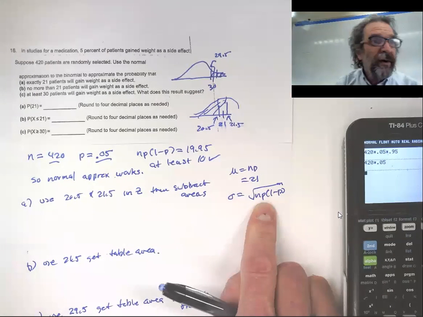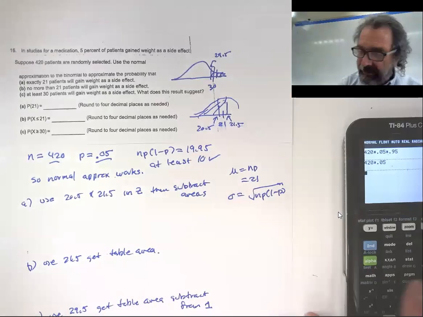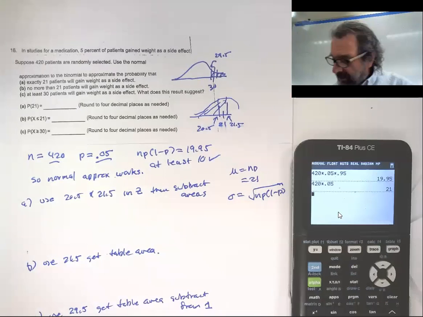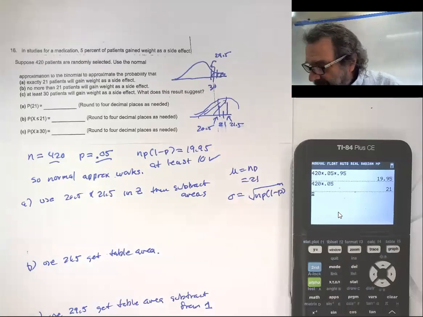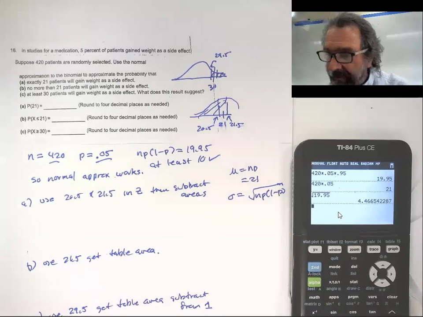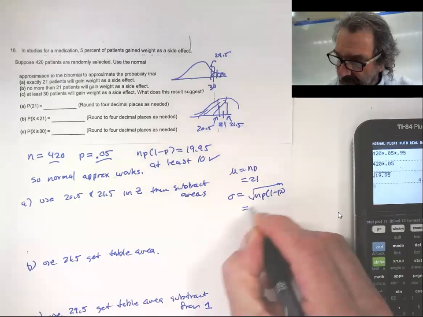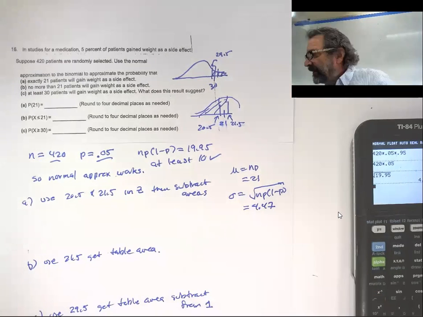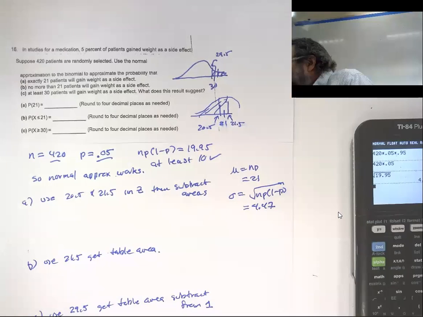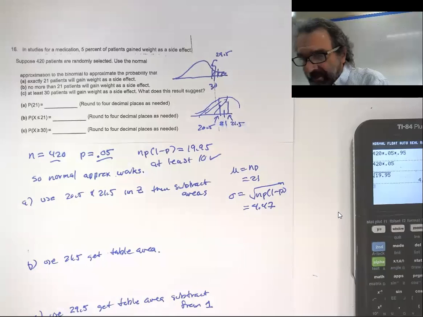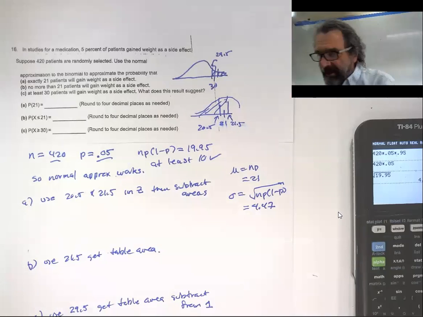Sigma is the square root of np(1 minus p), so it's the square root of the thing we computed. The square root of 19.95 is 4.47. Now that number sounds weird. I think I did this before though, when I lost my mic. I think I got the wrong number, well, I hope this one's right. Let's double check it here.